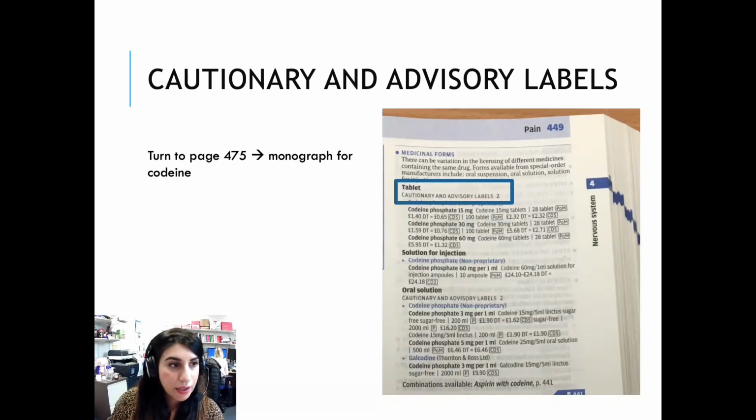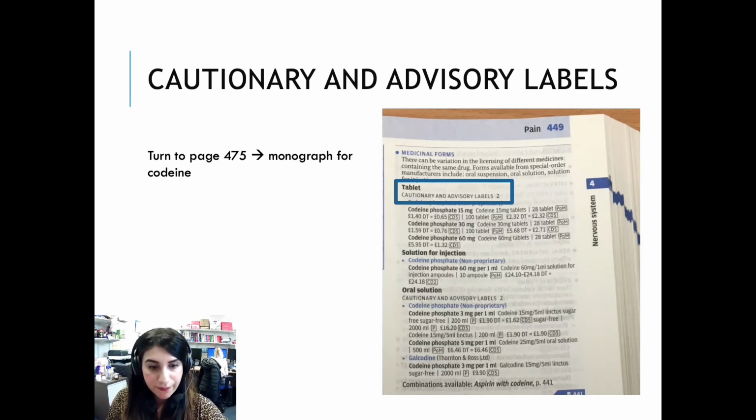So here's an example. I want you guys to find codeine, whether it's in the online BNF or the paper BNF. So type it in. Once you do, I want you to scroll to the bottom and click on medicinal forms. Okay. Once you've clicked into medicinal forms, so I've given you a picture of the paper BNF, you will see that under tablets, it says cautionary and advisory label number 2. Okay, there isn't one for solution for injection if you carry on looking down, but it says the same thing for oral solution. So it means that label number 2 needs to go on the physical label when the drug is dispensed.